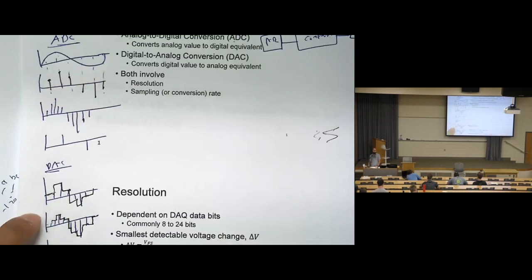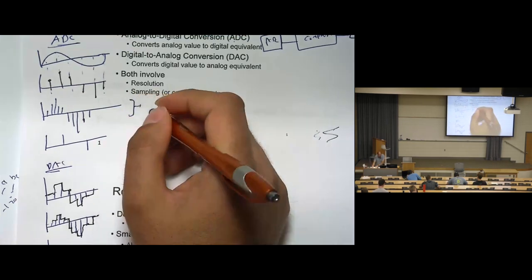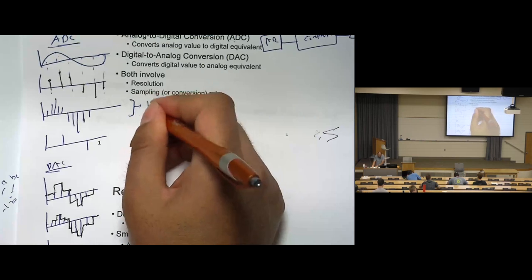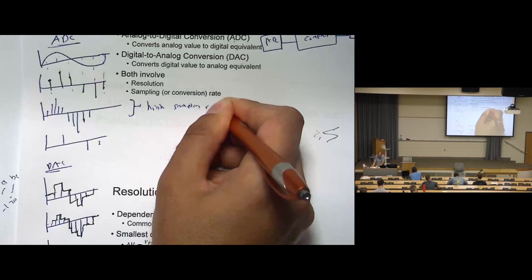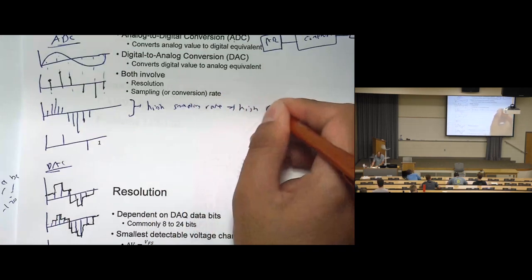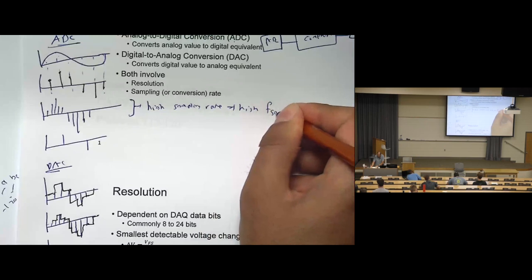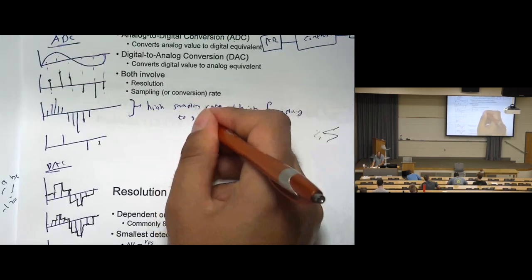But can I increase the sampling rate to infinity? No, of course I cannot. It depends on the technology and the devices that I have, so it's a physical limitation. So we need to have a high sampling rate, or in other words, a high sampling frequency, to get the best performance.